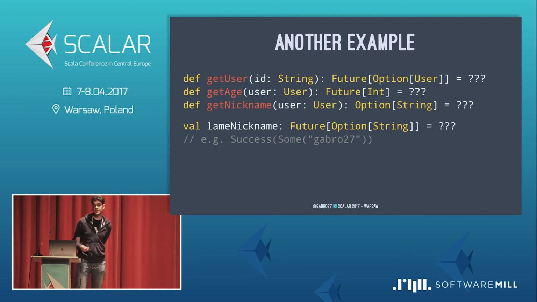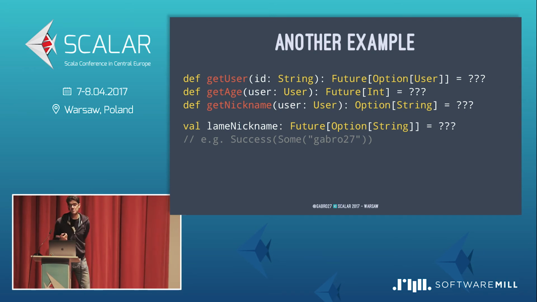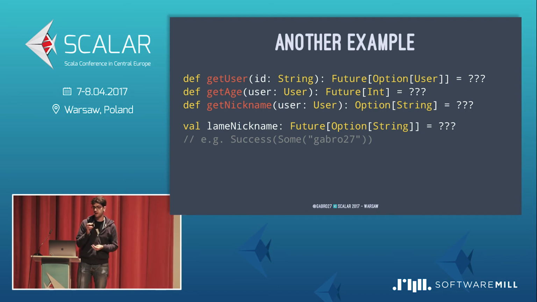Let's take another example. It's slightly different, but it looks like it could work. You have three methods, which are getUser, getAge, and getNickname. The first one returns a Future of an Option of a User. The second one returns the age of a user in a Future. And the third one just gets you a nickname, maybe, if the user has one. And let's use it to compute a late nickname like myself. Gabriele27 is my nickname.